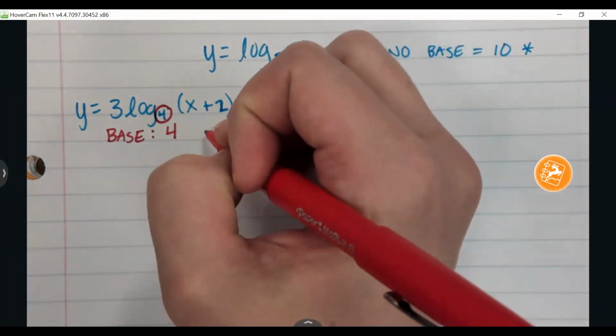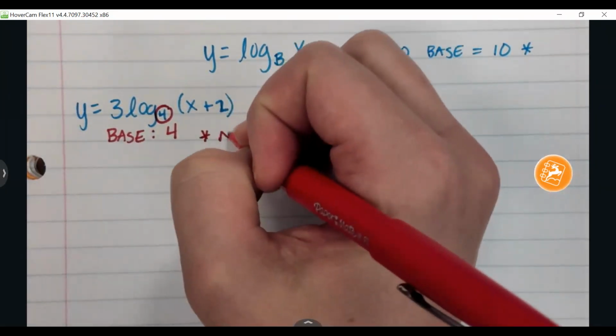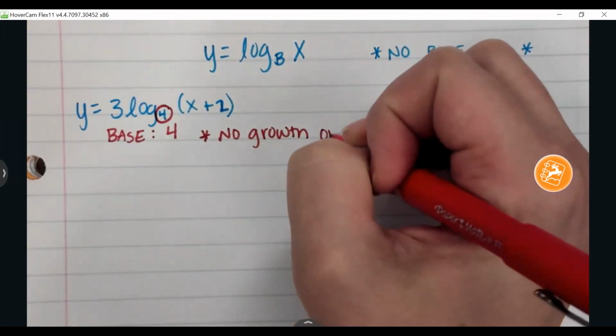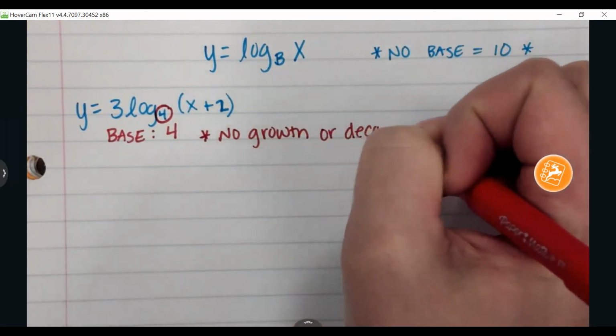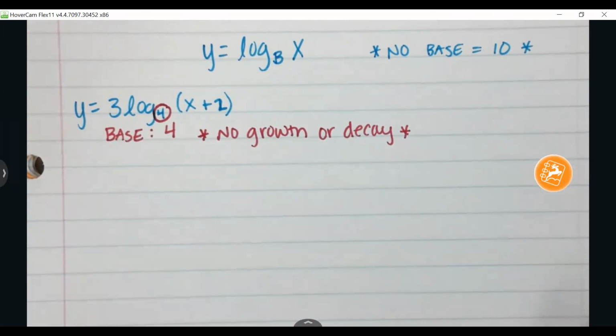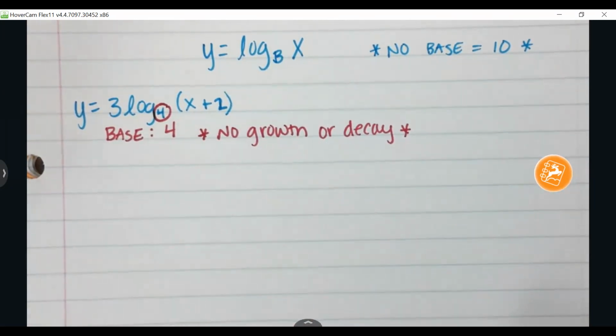Here's the next important thing. A log function has no growth or decay. So if it asks you growth or decay, you write none. A log function has no growth and no decay.